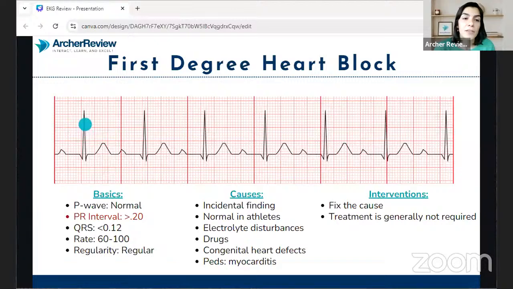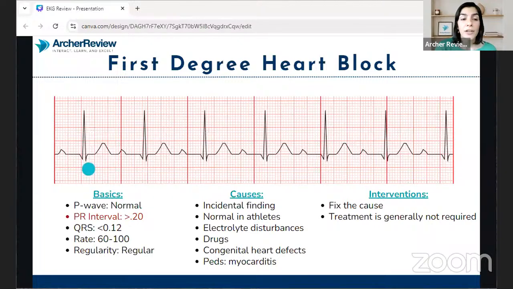Now let's look at the rate. So 1, 2, 3, 4, 5, 6, maybe 6.5, but definitely between that 60 to 100. So it's a normal rate. Now we're going to look at that PR interval, and you'll see that it's well above those 5 small blocks, right? So the PR interval is prolonged. That's what we call prolonged. And you're going to look at each PR interval, and you'll see why on our next slide. But it's pretty consistent all the way through.